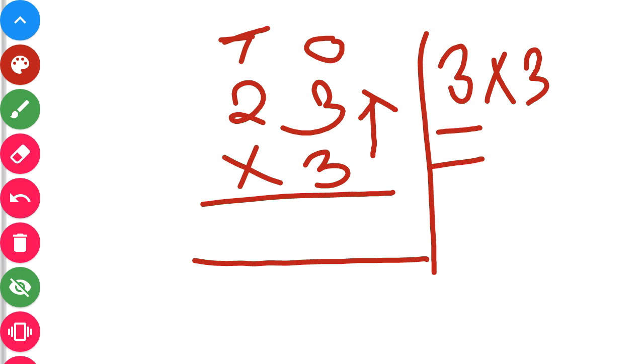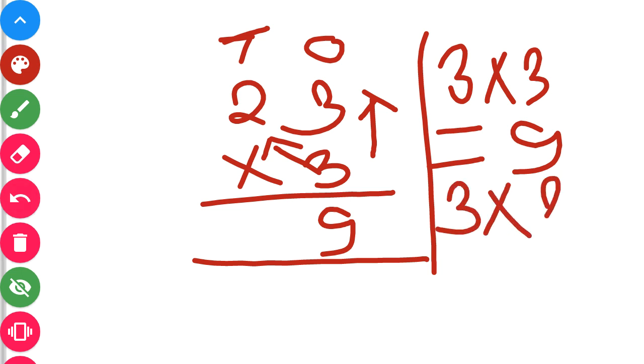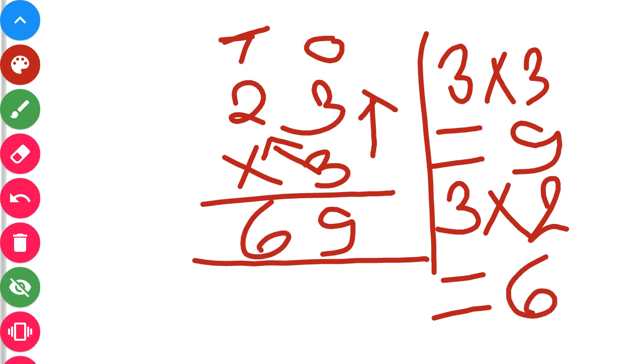So 3 3s are 9. So I will write 9 at ones place. Now let us do 3 into 2. Here at tens place 2 is there. So we will multiply 3 by 2. So 3 2s are 6. 69 is our answer. Okay.